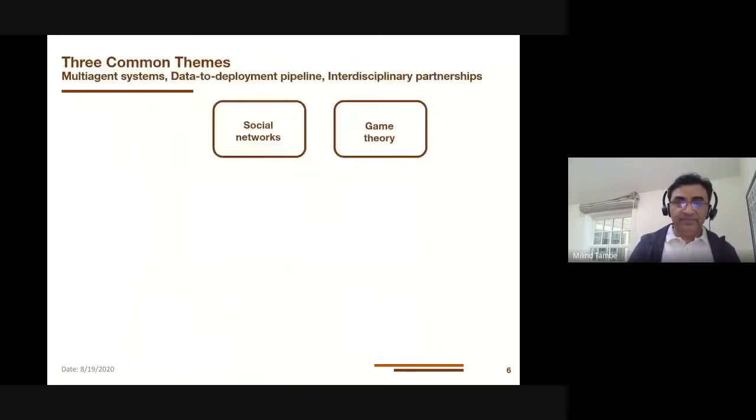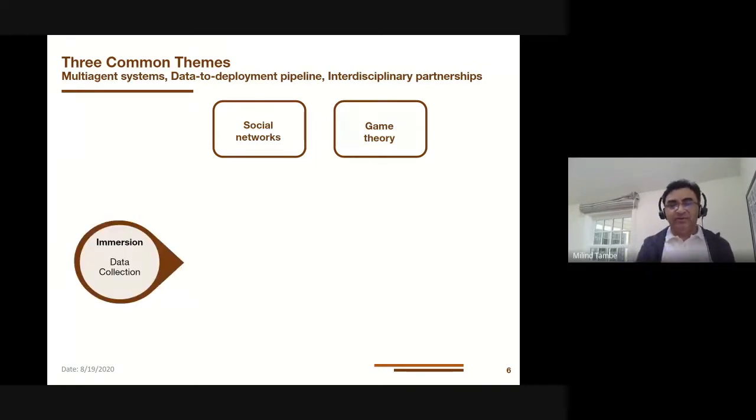As you see all of these different projects, and I'll discuss some of them in more detail, there are three common themes that you should watch out for that cut across. First, the use of multi-agent systems research. This is my area of work: social networks, game theory, and so forth. I'll introduce these topics as relevant during the presentation. Second, the use of a data to deployment pipeline.